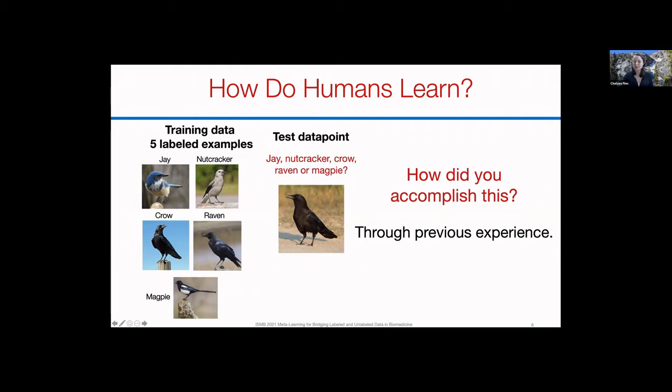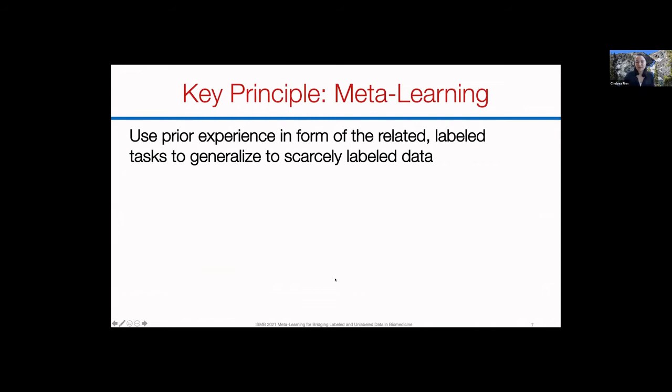So with this in mind, the goal of metalearning is to allow neural networks not to learn from scratch and to instead allow them to leverage previous experience when trying to learn from very small data sets. The key principle here is, in particular, to use previous experience of related tasks to generalize to new tasks with sparsely labeled data.